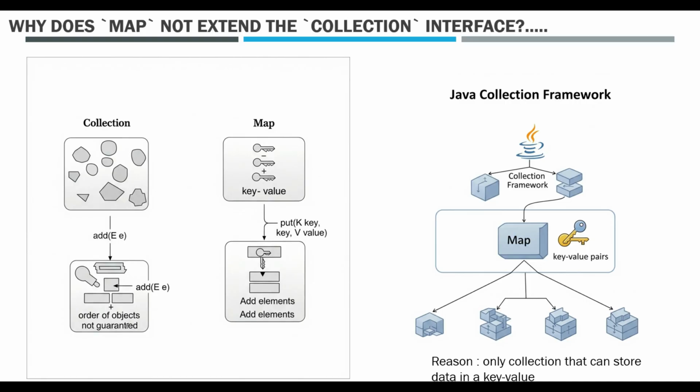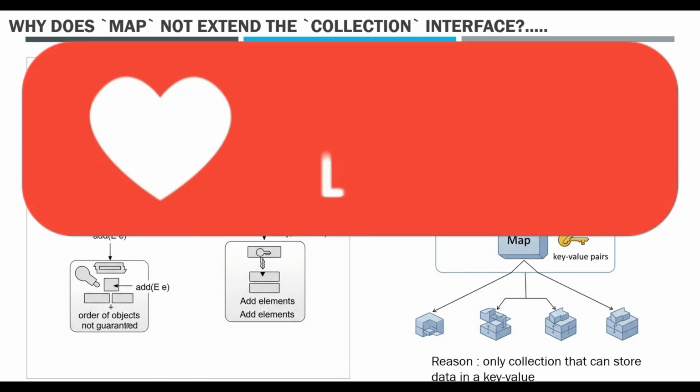Now when it comes to operation, the Collection interface typically uses a method to add a single element. However, the Map requires both key and value for insertion, and it uses the put method. The difference in fundamental structure and adding mechanism makes it incompatible with the Collection interface as a design part of it. Despite this, the Map is still an integral part of the Java collection framework, because it is the only collection which stores elements in key value pairs.